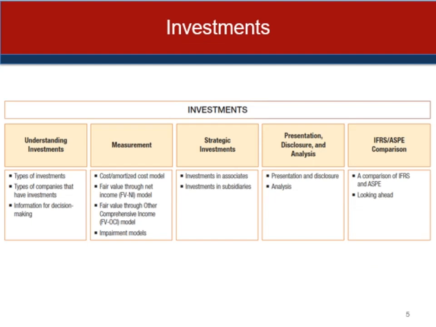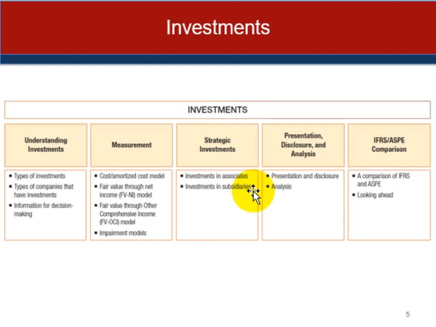So our strategy for going through the discussion today is shown here, starting with different kinds of investments and talking about the types of companies that have investments in other companies, information for decision making, which of course is the reason we have accounting information in general. We'll talk about cost and measuring investments through cost or amortized cost, fair value through net income, fair value through other comprehensive income, and impairment. So if value is impaired for some reason, we would write down the value of the asset and record the loss in our financial statements.